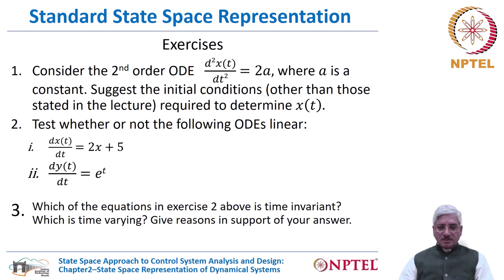Test whether or not the following ordinary differential equations are linear. dx by dt equal to 2x plus 5. You have to determine whether this equation is linear or not. The second one is, there the variable is not x, it is y. dy by dt is e power t. So you have to determine whether this equation is linear or nonlinear. And for both these equations, you have to find out whether any of them is time invariant, and which of these is time varying. And you have to give reasons supporting your answer.